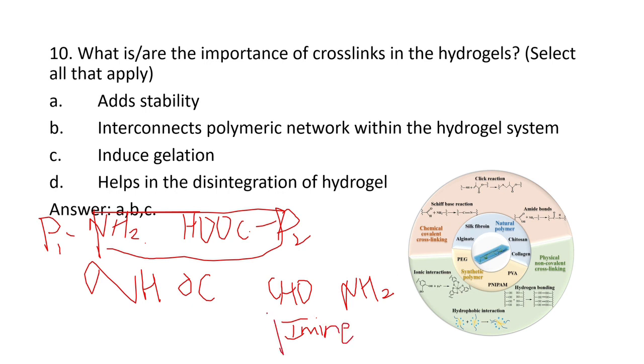So imine bonds are usually pH sensitive bonds. pH sensitive bonds in the sense that when the pH of one particular area in our body or in our tissue is low, then imine bonds will be broken in that particular area. So if you want to prepare a hydrogel loaded with drugs to release at a low pH, you can incorporate imine bonds in your hydrogel, so that your drug release will be based on the pH of that particular environment.